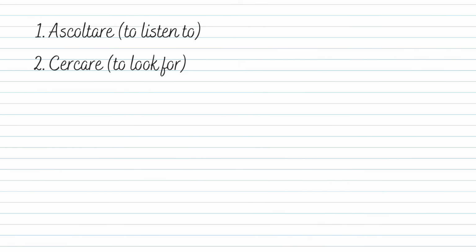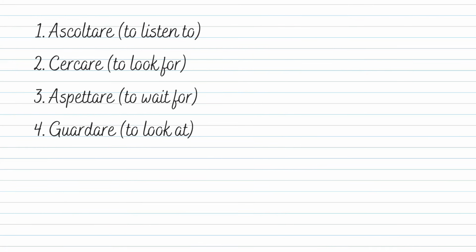Now, before we finish this video, let me just give you another tip. We have 4 verbs in Italian that take a direct object because they are not used with any preposition. But in English, they do use a preposition. Now, since these verbs are very, very common, I thought of adding them in this video. The verbs I'm talking about are ascoltare, to listen to, cercare, to look for, aspettare, to wait for, guardare, to look at. Let me give you a couple of examples with these verbs.